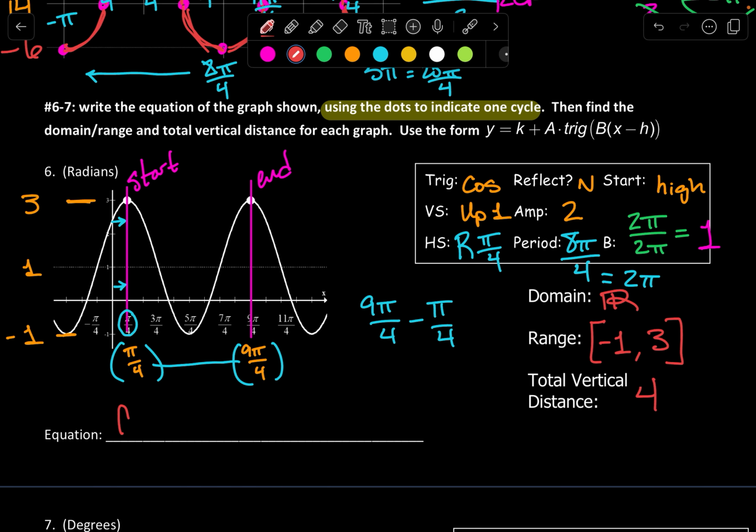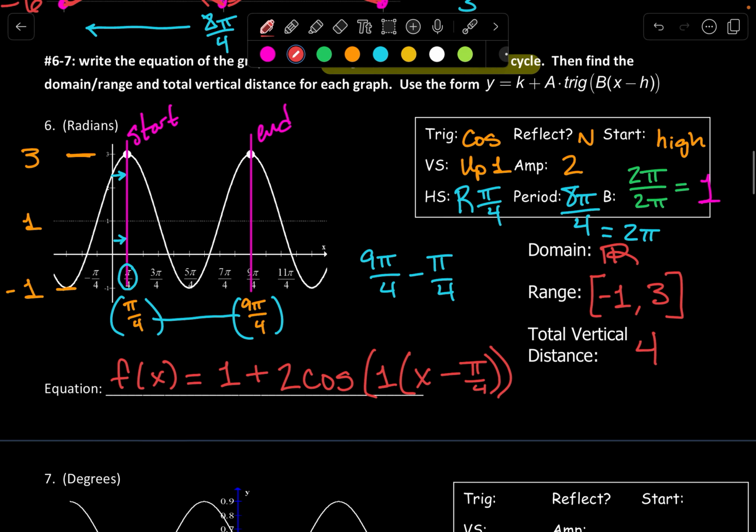The equation for this is going to be f of x equals, and I'm going to start with my vertical shift, 1. It hasn't been reflected, so I'm going to leave this a plus. Amplitude is 2. It's a cosine graph. My b value is 1, so I don't really have to put anything, but if you wanted to, you could still put a 1 there just so you're sure you're putting all your information. It's radians, so I'm going to say x, and it's been moved to the right, so I'm going to say minus pi over 4. And there's my final equation from this graph.